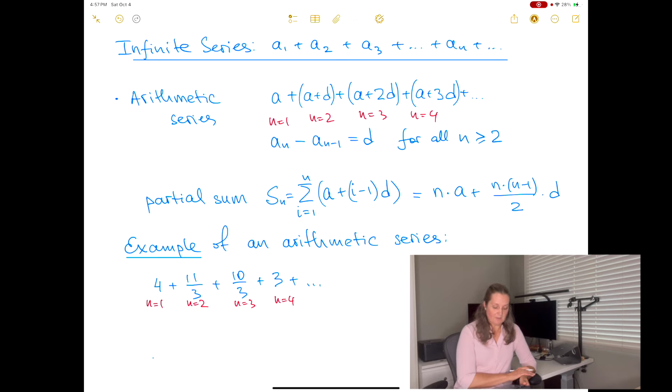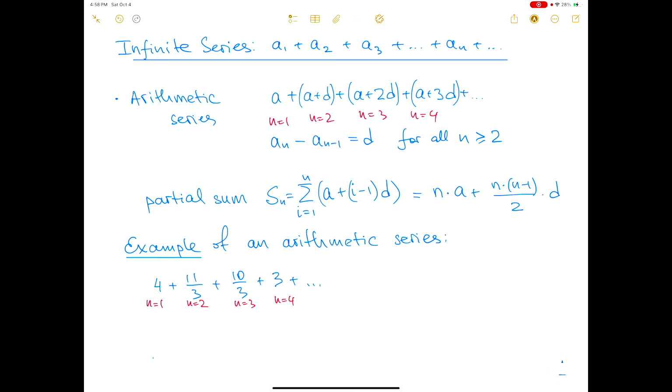For example, arithmetic series. An arithmetic series is a sum of a sequence in which each following number is equal to the previous number plus some fixed constant d. The beauty of arithmetic series is that we can easily calculate a partial sum S_n, a sum of the first n terms in the infinite series. Let's take a look at an example of an arithmetic series.